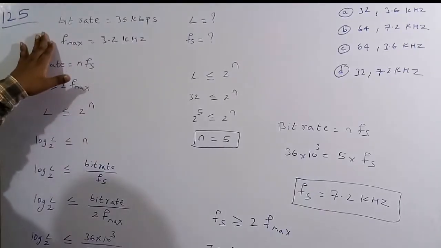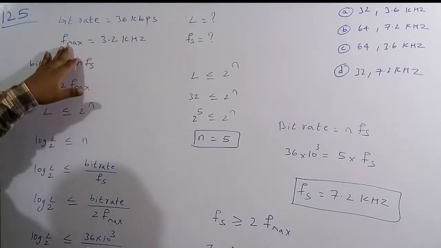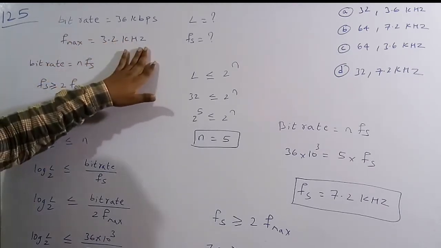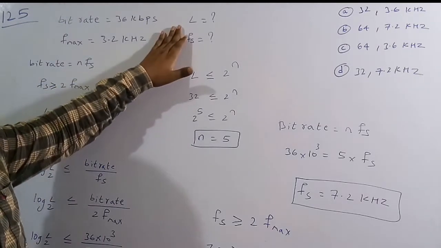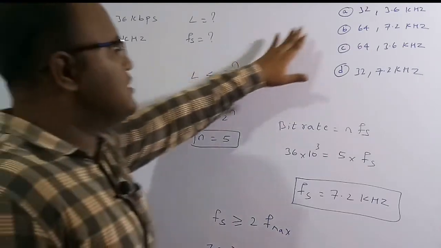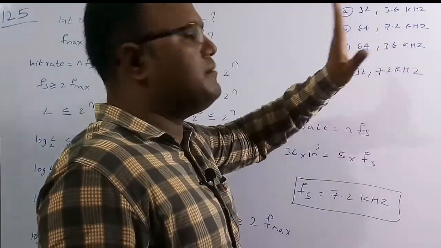In the question they are given that the bitrate is equal to 36 kilobits per second, and that the maximum message signal frequency allowed is 3.2 kilohertz. Based on these two data, we need to find the number of standard levels L, and also figure out the sampling frequency. So these are the four options. The first one is the number of levels, and the second is the sampling frequency.